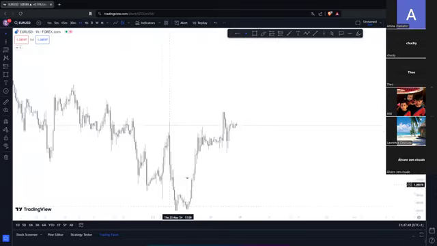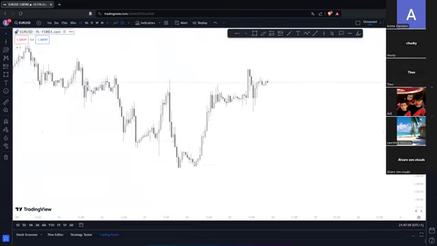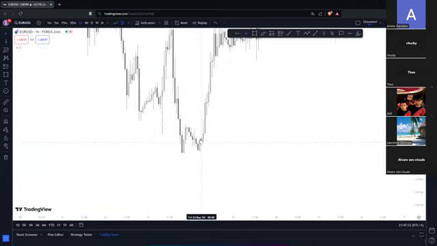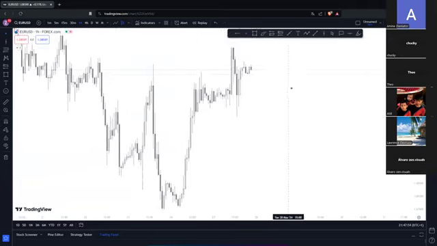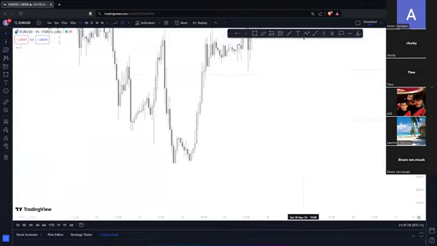How do you mark your engulf in Euro USD? So the last bearish candle before the up move and the last bullish candle before the down move. So this is the up move. This is the last bearish candle. This is your engulf. Now, how do you know if it is fresh or unfresh?